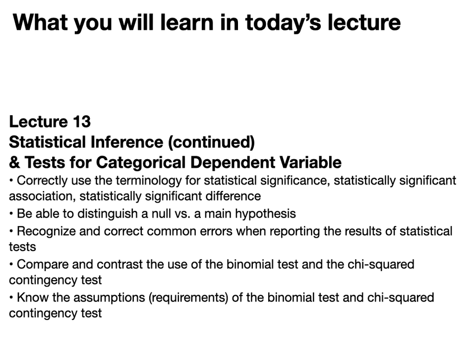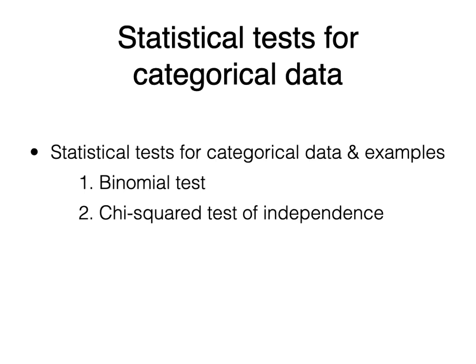All right, so this video is the second half of lecture 13. And in this part of the video, I'm going to introduce you to two different types of statistical tests that you can use when your dependent variable is categorical. Okay, and the two types of tests we're going to learn are the binomial test and the chi-squared test.